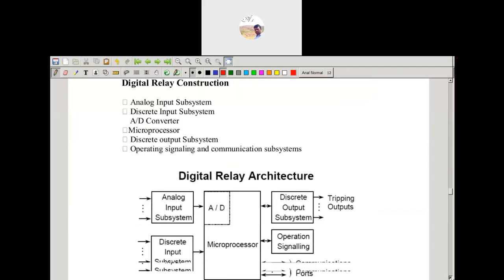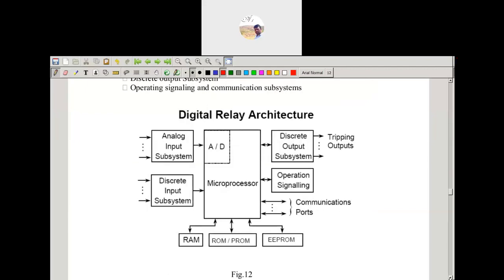Here is the microprocessor digital architecture. You can see the analog input, AD converter, discrete input system, RAM, PROM, and communication ports which will deal with the computer or the relay contact, and discrete outputs which go into the trip circuit. So this is the microprocessor relay.